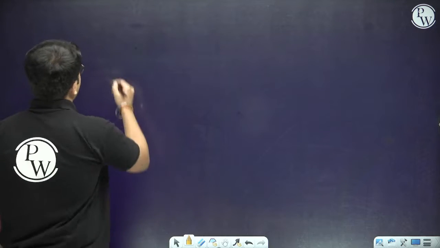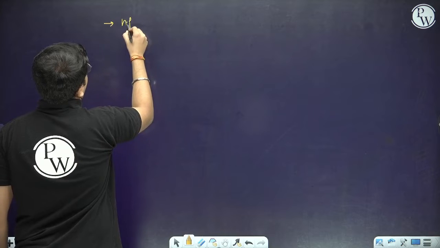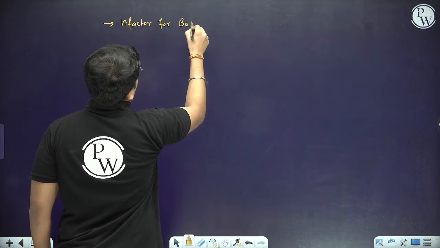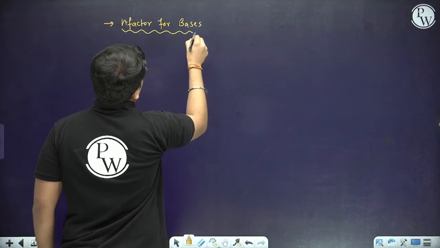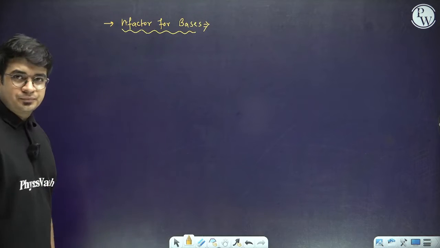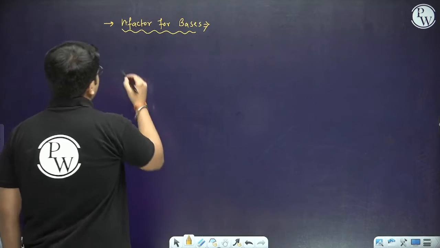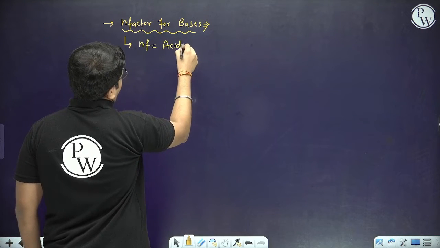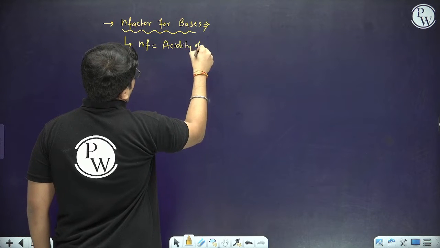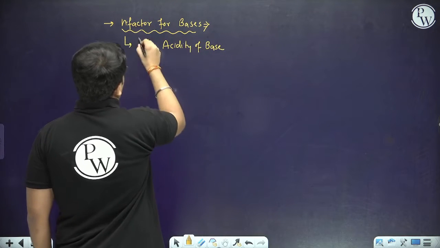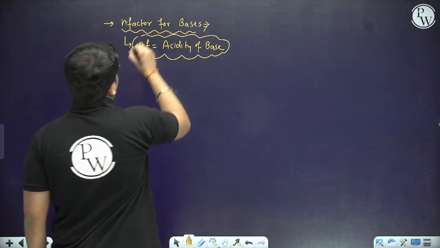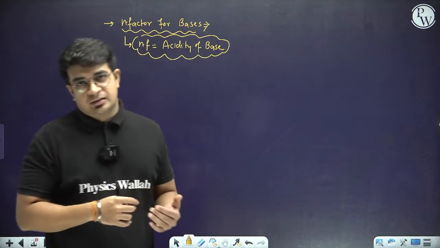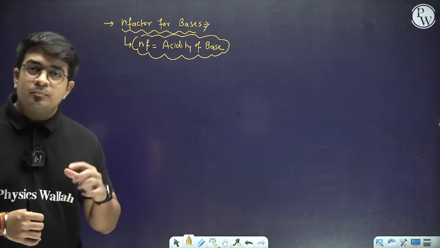In the same way, the next part is N factor for bases. In case of N factor of a base, how are you going to calculate it? Again, that depends upon the acidity of a particular base. Acidity means how many moles of OH negative ion are given by 1 mole of base according to Arrhenius theory.